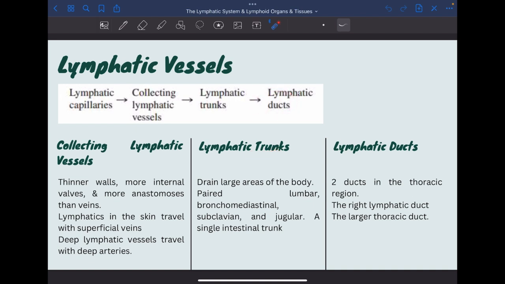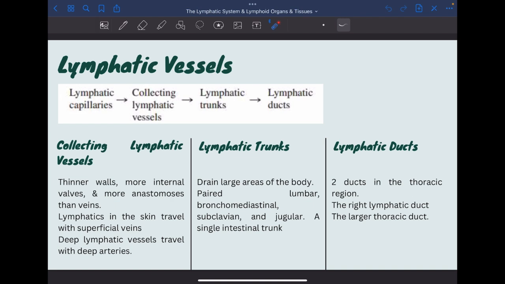The lymphatic vessels are very similar in structure to veins, specifically with their tunics or layers, but in general they have thinner walls, more internal valves, and more anastomosis. Anastomosis is just the connection, so they are more connected and more branching, and they connect with one another more than what we see in veins. They are just vessels that are the continuation of the capillaries.